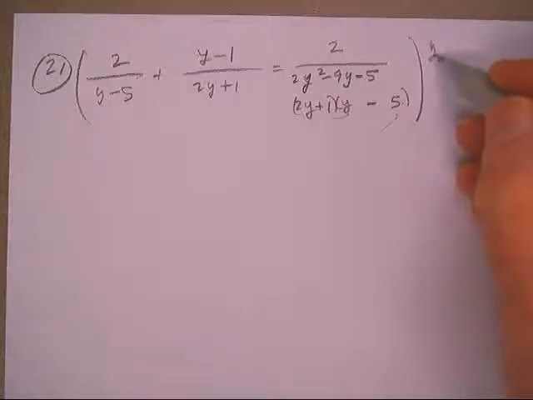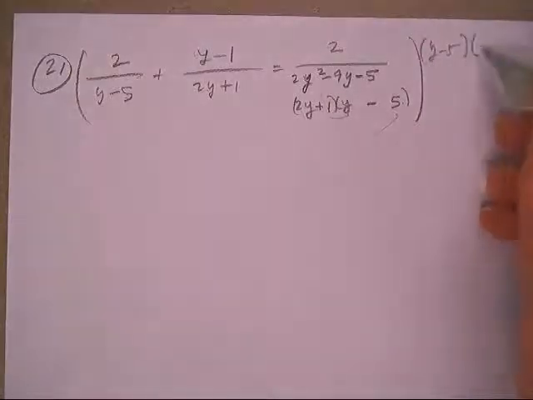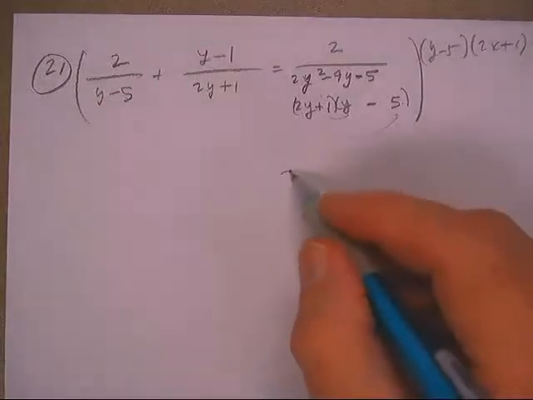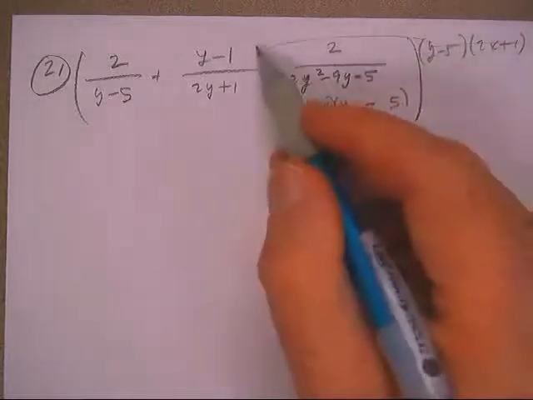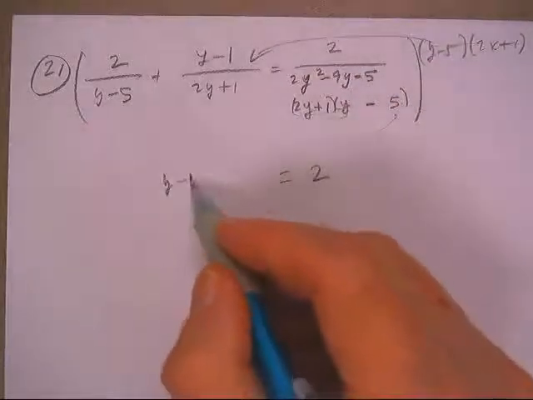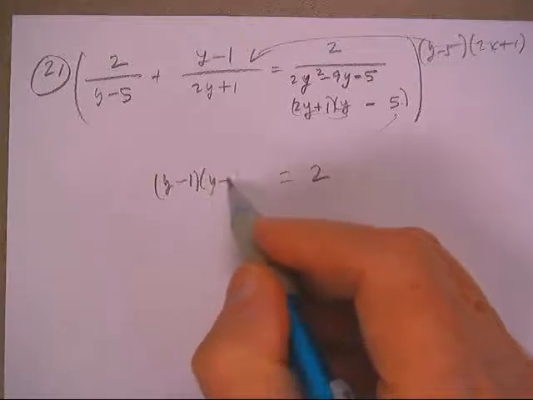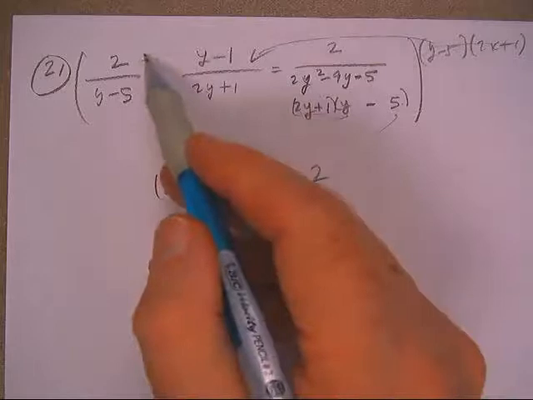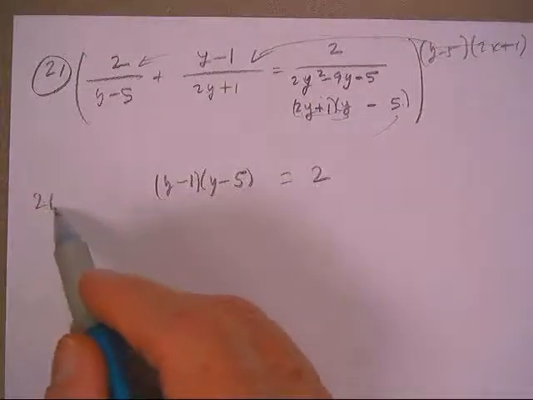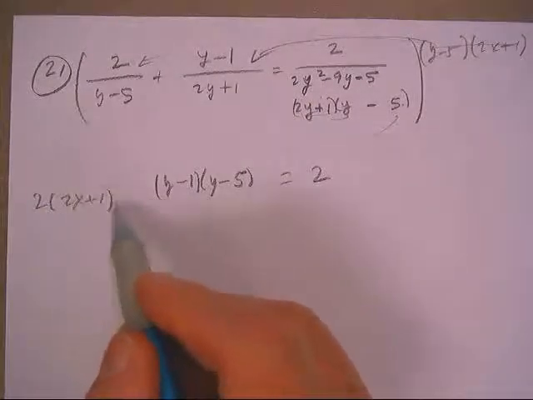So I just want to multiply through by the factored denominator. Because right here I'm going to get 2 because these two would take those two out. Right here I'm going to get a y minus 1 and a y minus 5. We'll have to deal with that in a minute. And down here I'm going to get a 2 and a 2x plus 1.